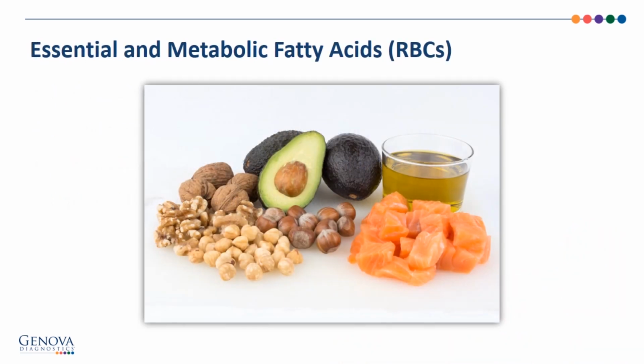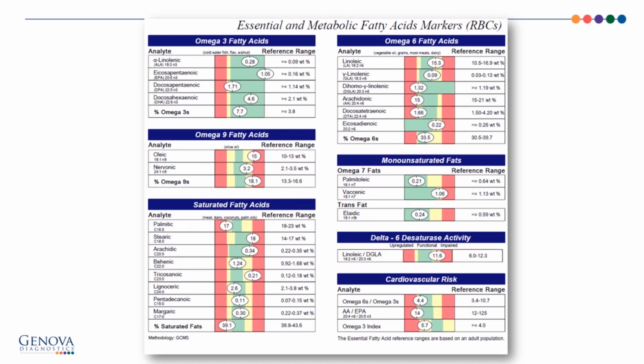Essential and metabolic fatty acids from packed red blood cells. Let's take a look at the essential and metabolic fatty acid markers from packed red blood cells. We begin on the top left with the omega-3 fatty acids, and you see them all listed. But notice on the bottom right we have this omega-3 index. The omega-3 index in the literature really provides great insight into the need for omega-3 supplementation.